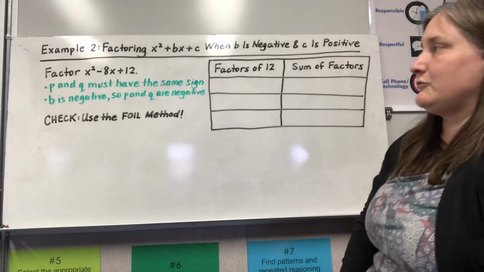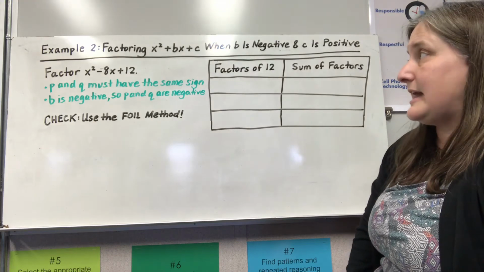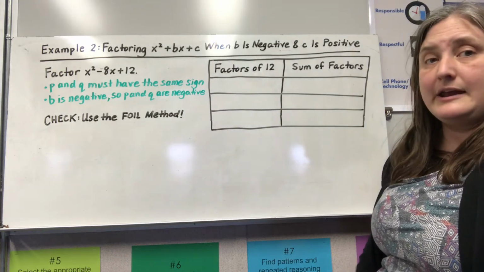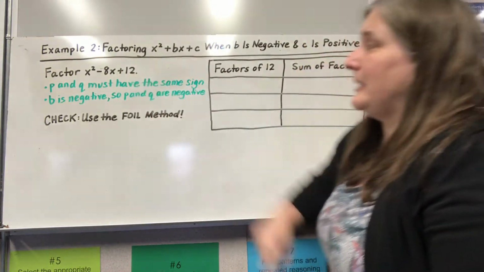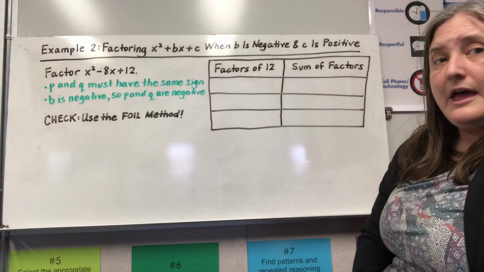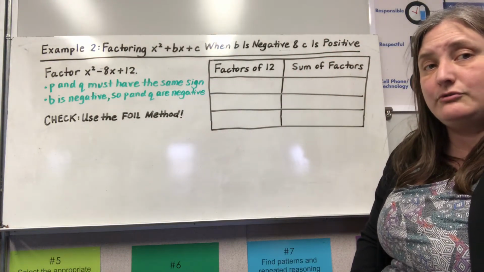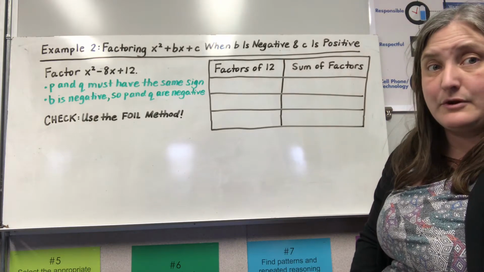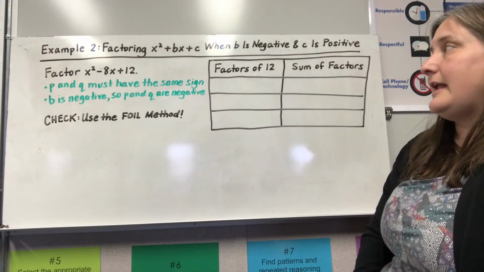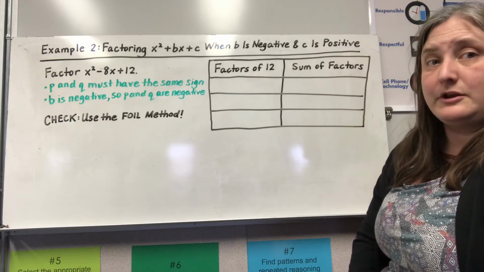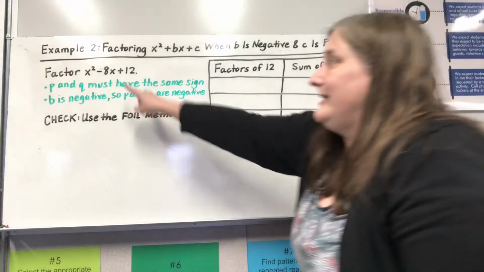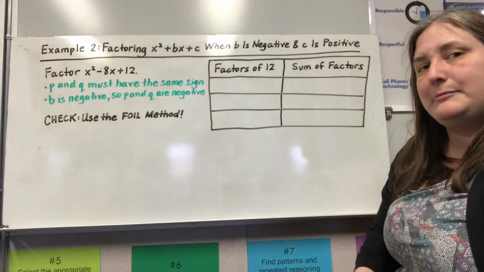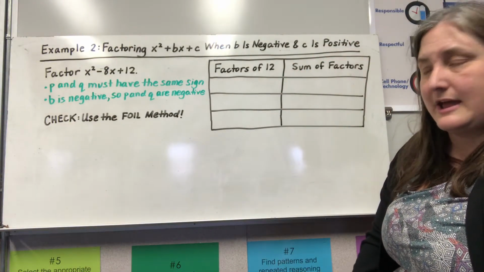In this case, I'm trying to factor x squared minus 8x plus 12. Once again, I know p and q must have the same sign because multiplied together, they give us an answer of 12. And either two positives or two negatives will multiply together to give you a positive product. Now, I also can figure out that p and q are going to be negative in this case because when I add them together, I get negative 8. So I have to be adding two negative numbers to get negative 8.